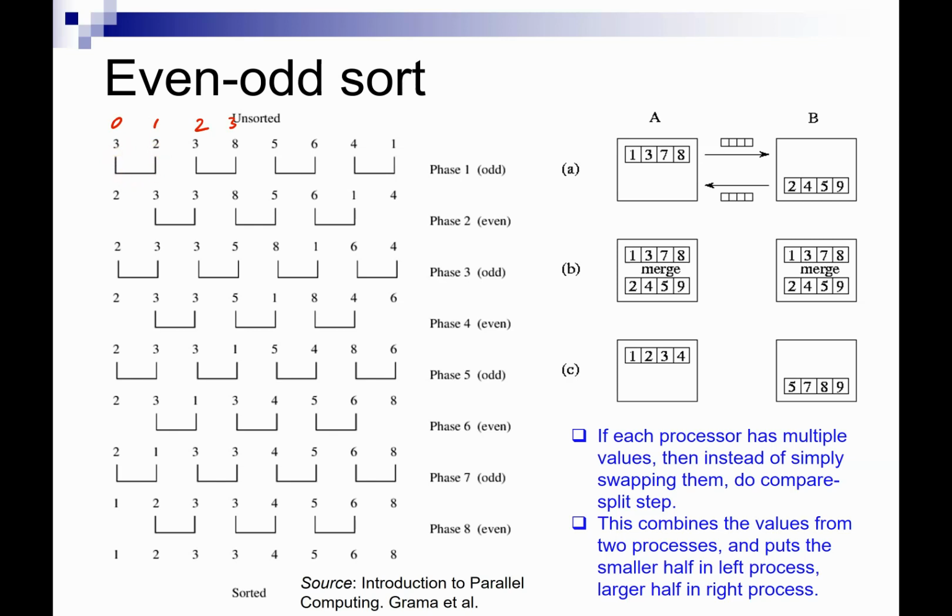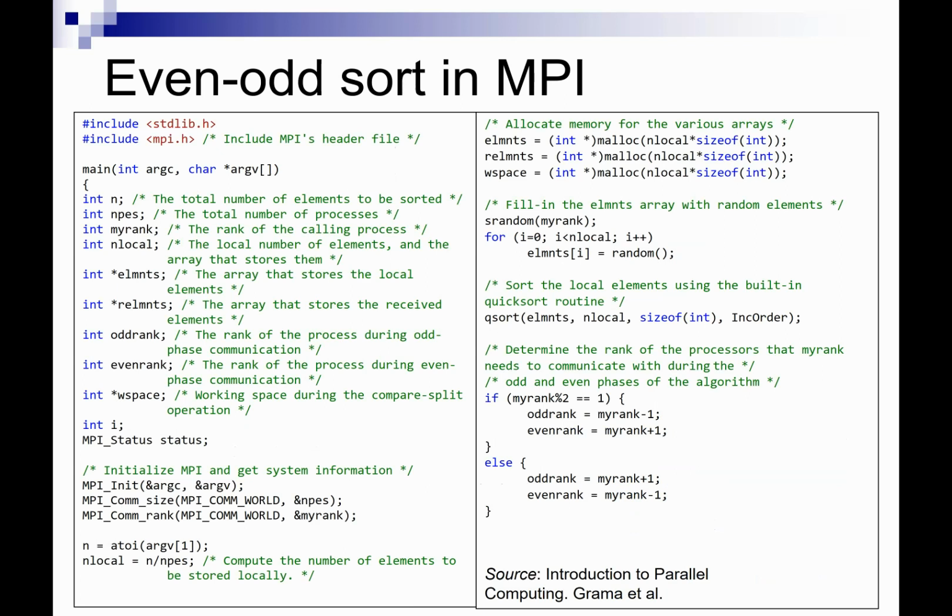And then in the even phases, if my rank is odd here, I'm going to pair with the next process. And if my rank is even, like this guy has a rank of 2, then he's going to pair with the previous process. So the process that I pair with depends both on the phase that we're in and also whether my rank is even or odd. These computations here are basically just to keep track of these things.